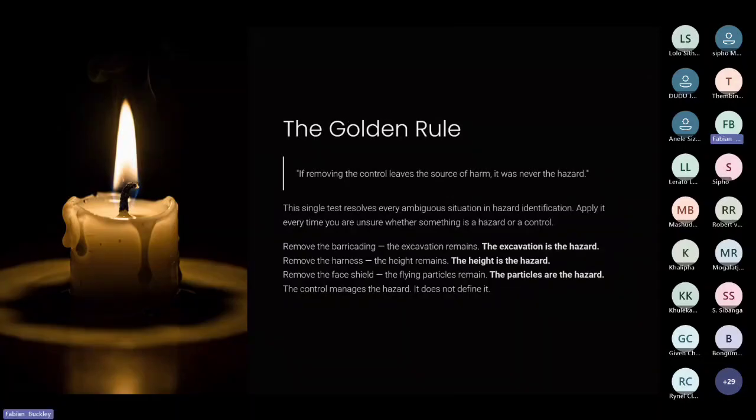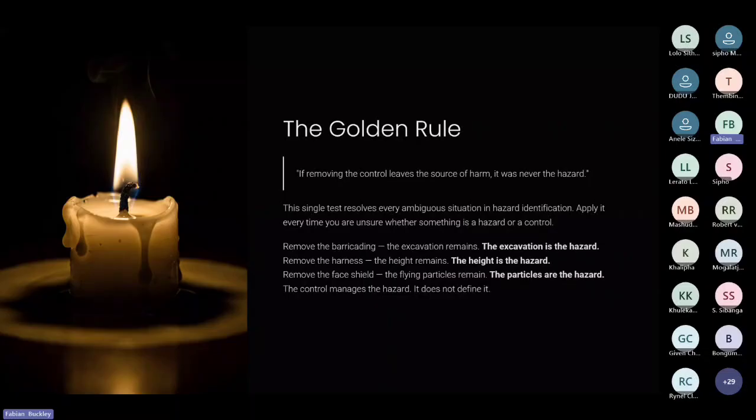The single test resolves every ambiguous situation in hazard identification. Apply it every time you are unsure whether something is a hazard or a control. Remove the barricading, the excavation remains. Why? Because the excavation is the hazard. Remove the harness, the height remains. The height is the hazard.